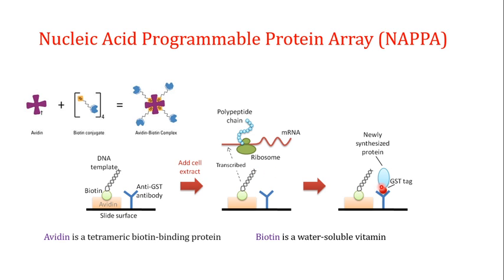So if you look over here, this red spot is the GST part, which is coded by part of this template DNA, and the other part of this DNA is coding for your desired protein. Now your desired newly synthesized protein is immobilized to the solid surface via this GST tag through the anti-GST antibody. So once you have immobilized your newly synthesized protein, you can use this for the detection of the target in your sample. So this is one method, which is known as the nucleic acid programmable protein array.